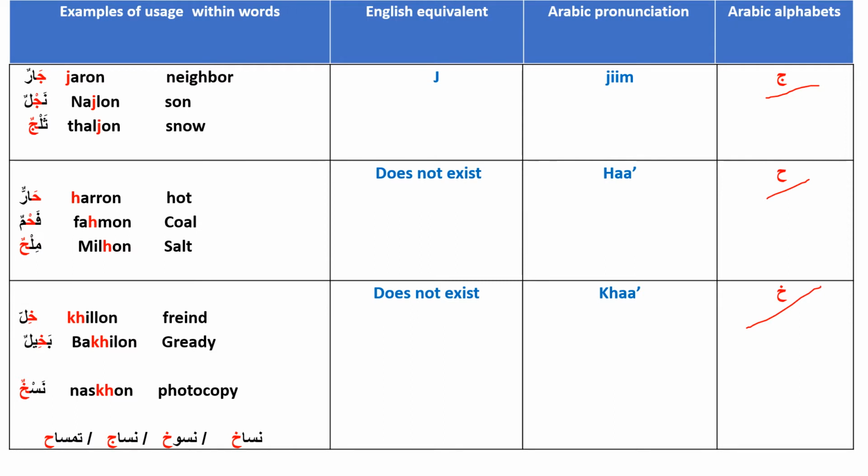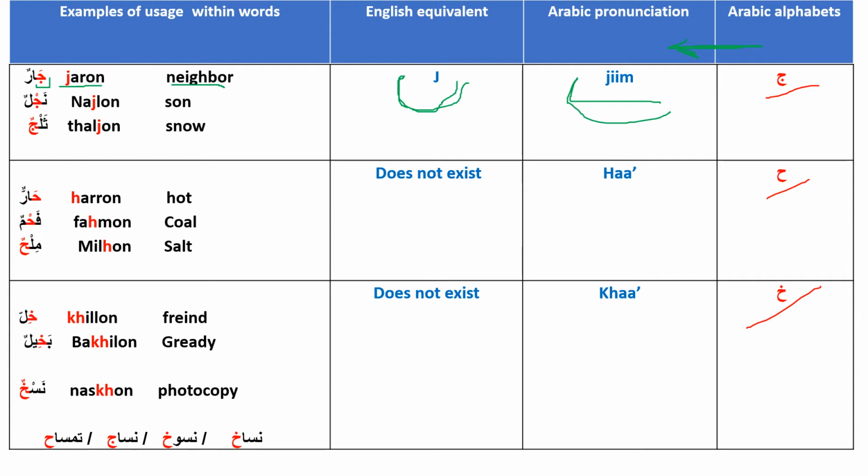Let's start with the first one, which is Jim. Always we'll go from right to left. So Jim, this is the Arabic alphabet. This is how it's pronounced, Jim. And this is its equivalent in English, J. Now let's see how it is written inside words. When it comes in the beginning of the word, it must be attached to the letter that follows it, regardless, like in the example, Jarun, which means neighbor.